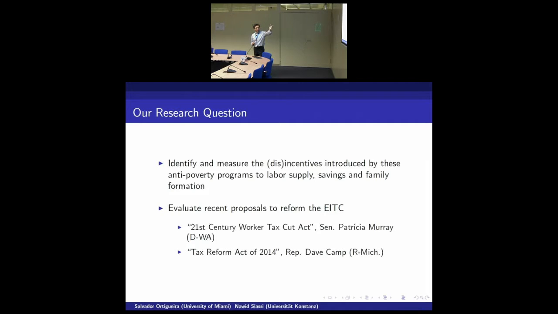The first one is the 21st Century Worker Tax Cut Act. It was presented by Senator Murray. She was a Democrat from Washington State.